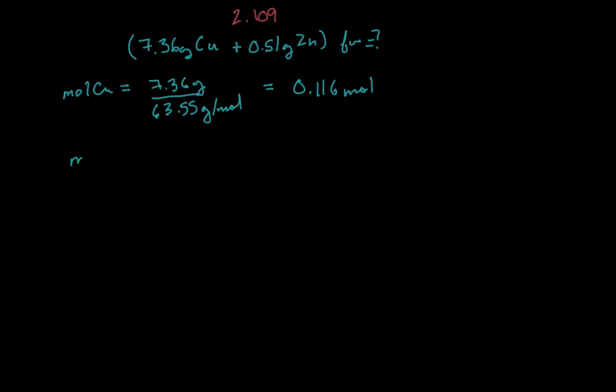Now moles of zinc. We're doing exactly the same thing: 0.51 grams, our given mass, divided by the formula weight of zinc, 65.38 grams per mole. This gives us 7.80 times 10 to the negative 3 moles.